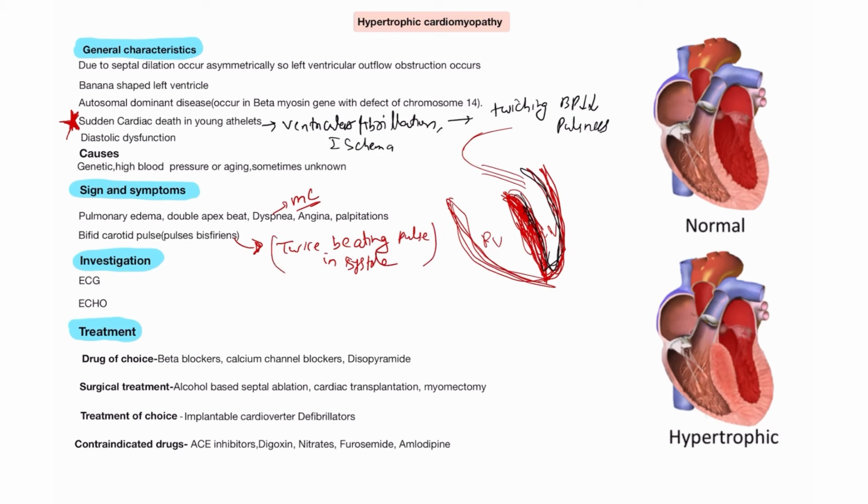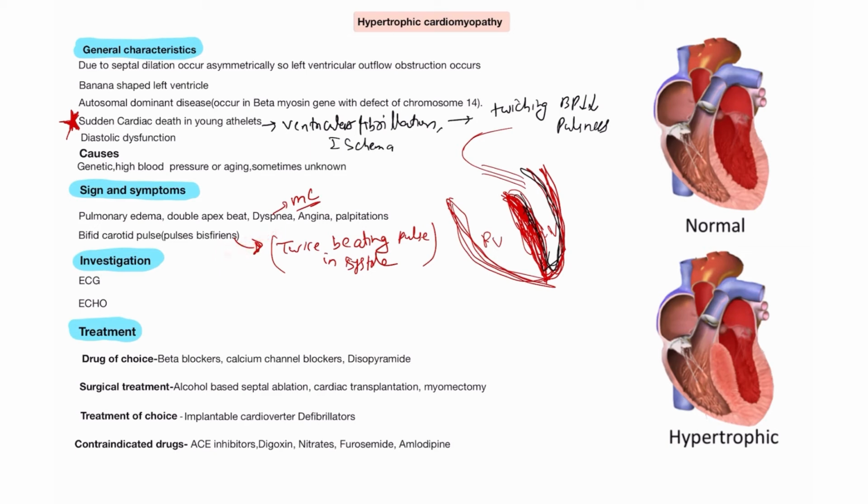So it is also called bifid carotid pulse or pulsus bisferiens. This is also a characteristic of hypertrophic cardiomyopathy. Please also learn: bifid carotid pulse is seen in hypertrophic cardiomyopathy and dicrotic pulse is seen in dilated cardiomyopathy.